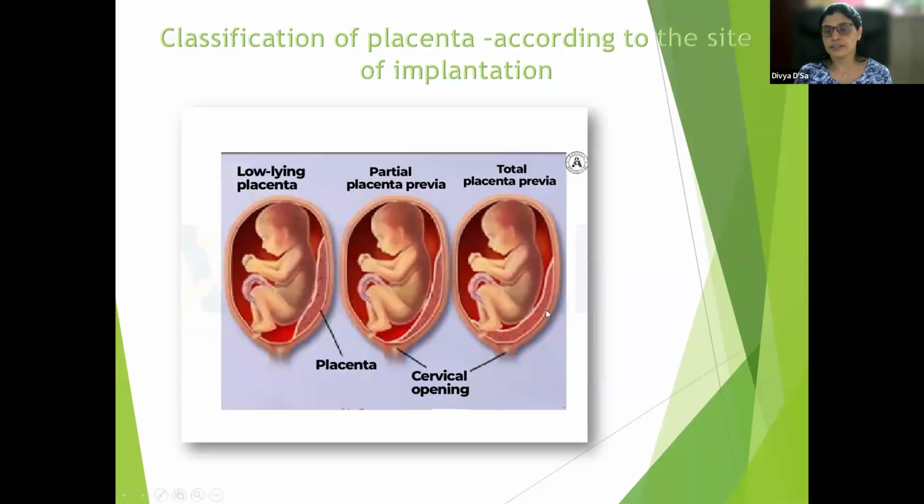So this is called total placenta previa. Now, what do you think is the danger here? When the cervix dilates during normal parturition, the first presenting part will be, instead of the fetus, the placenta.